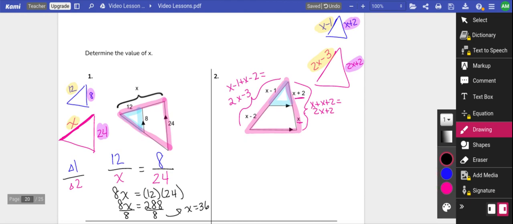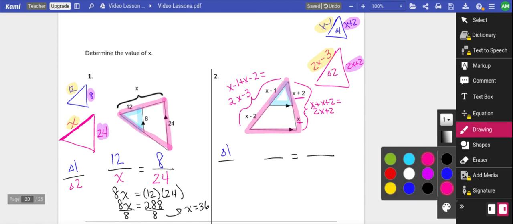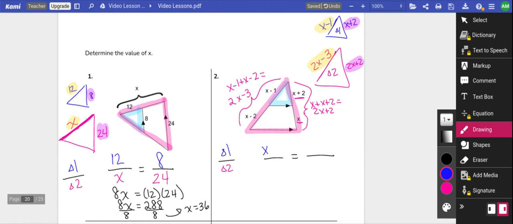Again, my corresponding sides are already nicely shown for me. So I'm going to set up a ratio, a proportion, to compare them. I'm going to keep triangle 1 on the top. In this case, that's my small triangle, the blue one, and triangle 2 on the bottom. So triangle 1, I'm going to put x minus 1. Its corresponding side in the other triangle is 2x minus 3. The other side is x plus 2. Its corresponding side is 2x plus 2.